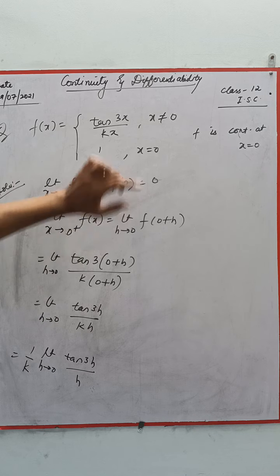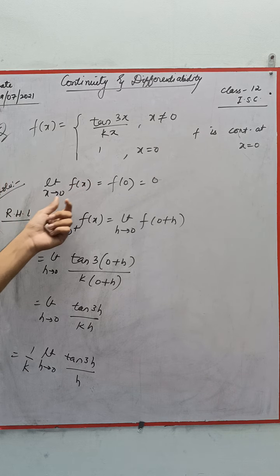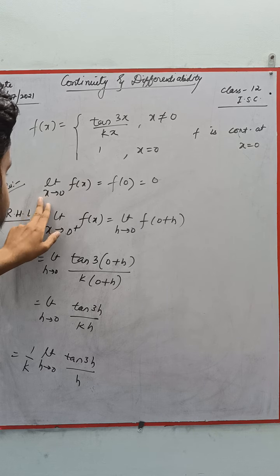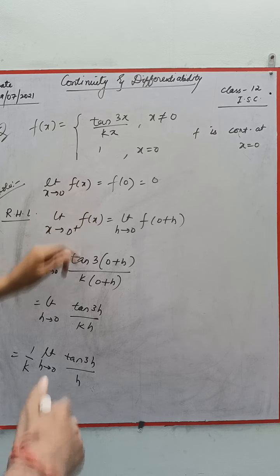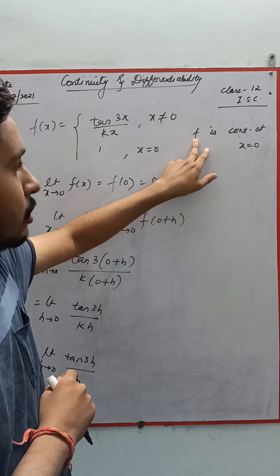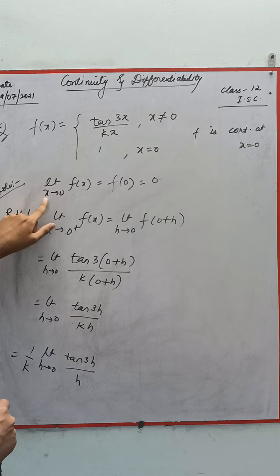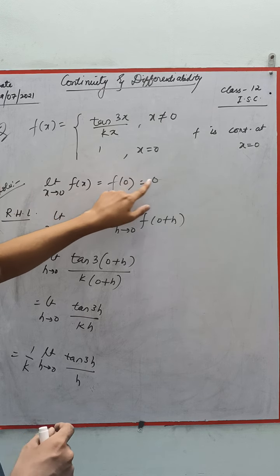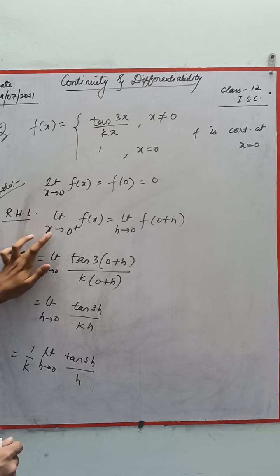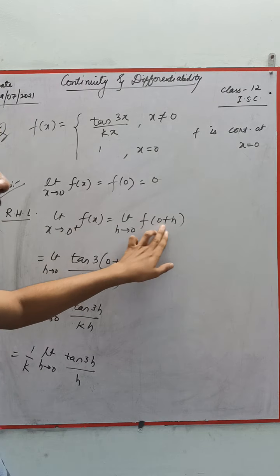Now the very first thing, as I said, this is a type 1 case, where x is not equal to 0. So we can equalize the main function with the LHL or RHL, whatever. So limit x tends to 0 of f(x). This is the value of the function wherever it is continuous. So limit h tends to 0 f(x) is f(0) only. This is the proper way of writing. And for RHL, limit x tends to 0 plus f(x), limit h tends to 0 f of 0 plus h, because 0 plus h.